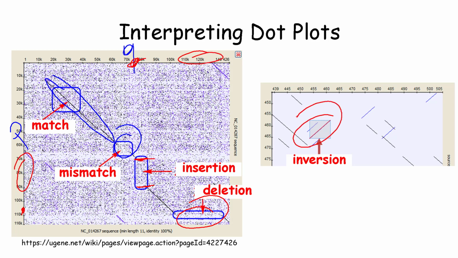An inversion is where we have a segment of characters that are identical between the two sequences, but these characters are arranged in one direction in P and in the opposite direction in Q.